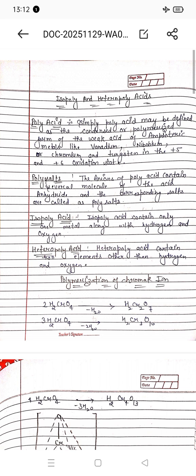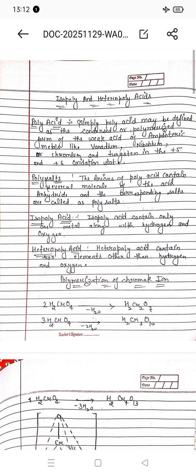Isopoly and heteropoly acid. Polyacid. Simply, polyacid may be defined as the condensed or polymerized form of weak acid of amphoteric metal like vanadium, niobium, chromium, or tungsten in the +5 and +6 oxidation state. Polysalt. The anion of polyacid contains several molecules of the acid anhydride and the corresponding salts are called polysalt.